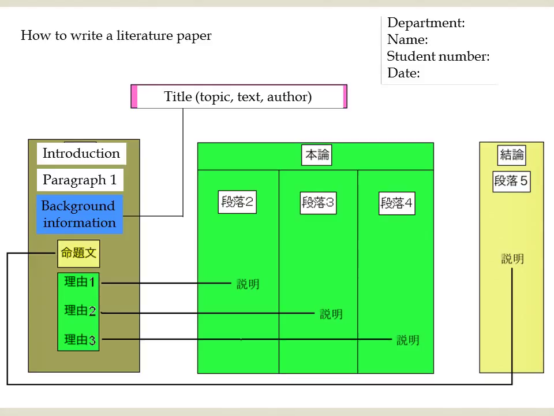That kind of background information we can get from Wikipedia, we can get from SparkNotes. We don't need your academic paper to tell us that Shakespeare was very famous or that he was born in Stratford-on-Avon or something like that.